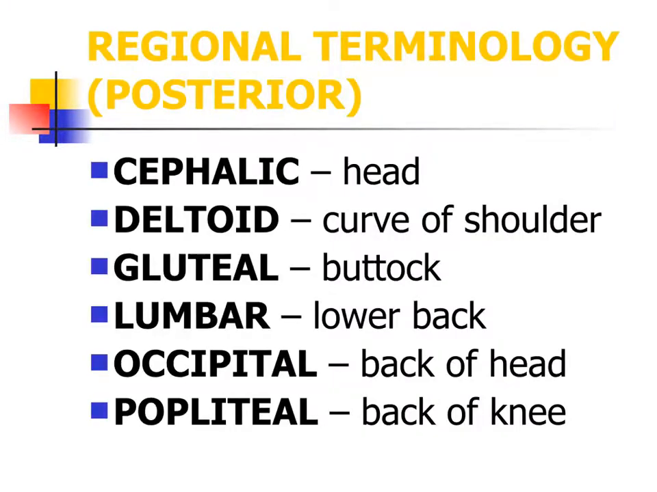The posterior regional terminology are the landmarks, or regional terms, that are located on the back side of the body. The cephalic really refers to the entire head region. The deltoid is the curved portion or the fleshy portion of the shoulder, whereas the acromial is the bony part of the shoulder. Gluteal refers to the buttocks region. Lumbar is the lower back. The occipital is just to the back of the head, and popliteal refers to the back of the knee.